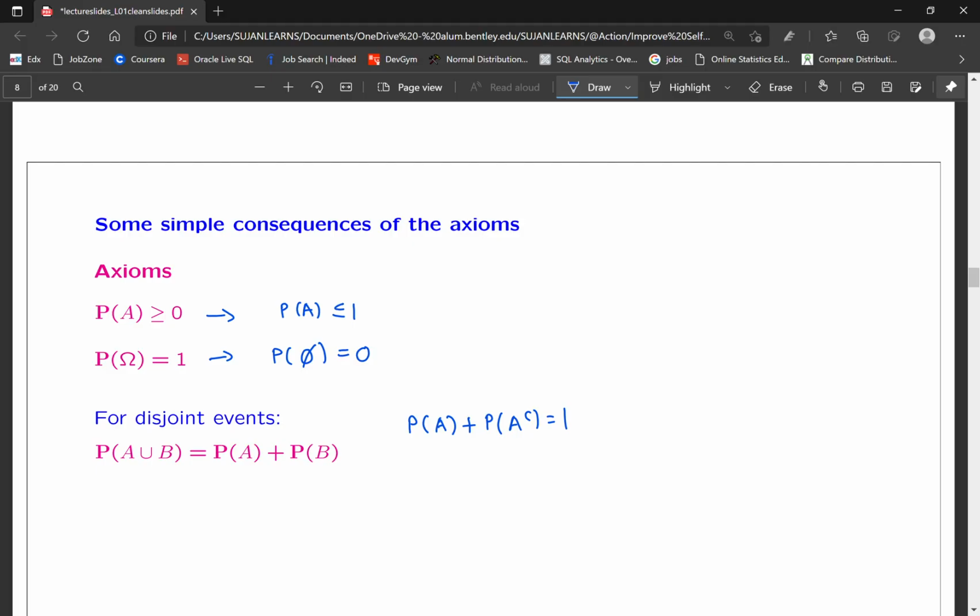We will say that probability of three events, A union B union C, is equal to probability of A plus probability of B plus probability of C. So what we do is we generalize the additive axiom, which was generally for two disjoint events, but now it will be for more than two events.